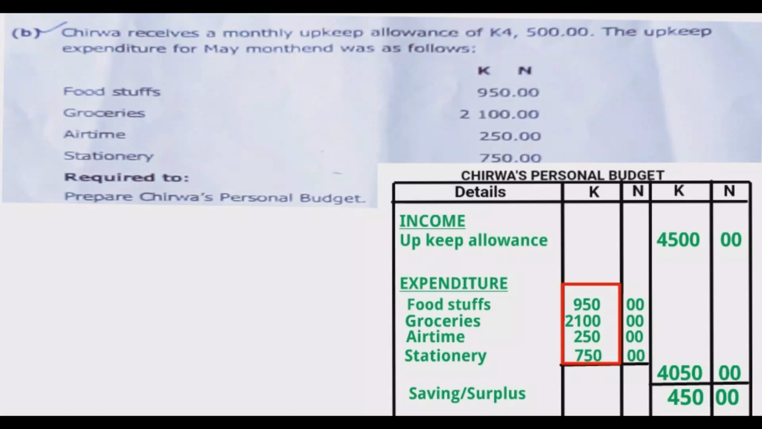So basically this is how you prepare a personal budget. Okay, we go to the next question.